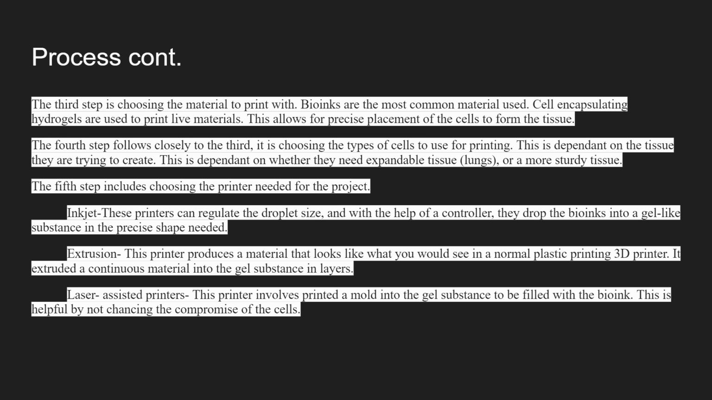The fifth step includes choosing the printer needed for the project. Inkjet. These printers can regulate the droplet size, and with the help of a controller, they drop bioinks into a gel-like substance in the precise shape needed. Extrusion. This printer produces a material that looks like what you would see in a normal plastic 3D printer. It extrudes a continuous material into the gel-like substance in layers. Laser-assisted printers. This printer involves printing a mold into the gel substance to be filled with the bioink. This is helpful by not risking the compromise of the cells.